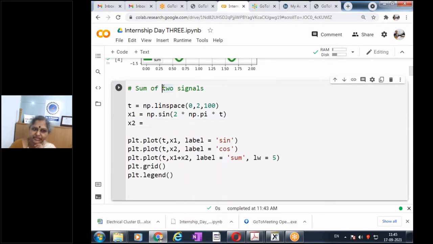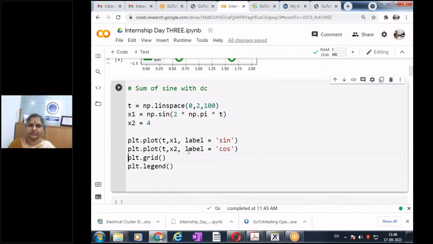Let us say, a sum of a sinusoid, a sine, with a DC. So x2 is, let us say, I am adding a constant value of 4, and then I am plotting x1 and x2, and I will not have this line now. So I am just going to have x1, and what is x2? It's a sine plus a DC. And how much is the DC value I've given? I've given 4. Please run and see what happens to the plot now.